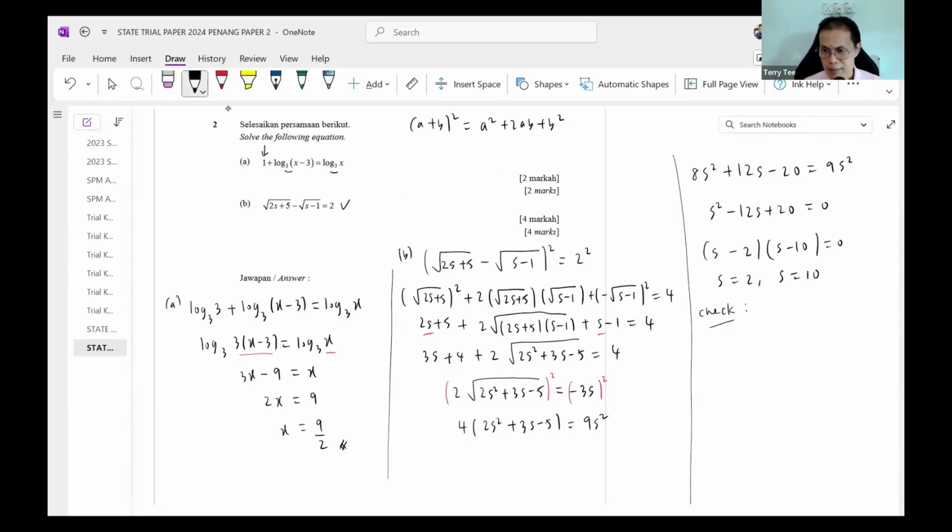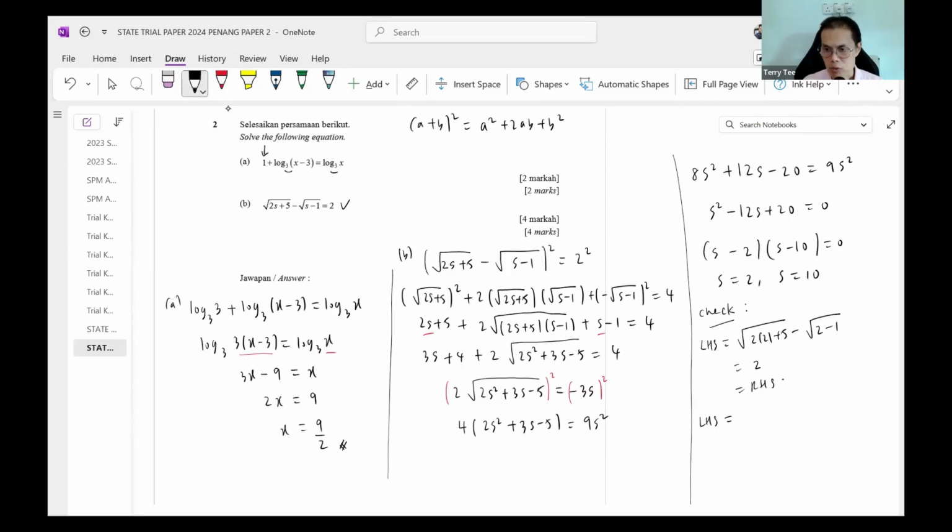So here, let's take s equals to 2 and put inside, just to double check. Your left hand side, we take the square root of 2 times 2 plus 5 minus the square root of 2 minus 1. So this is 9. Square root of 9 is 3, right? You can use your calculator. 3 minus 1 is 2. So yes, this is okay. So we can accept s equals to 2.